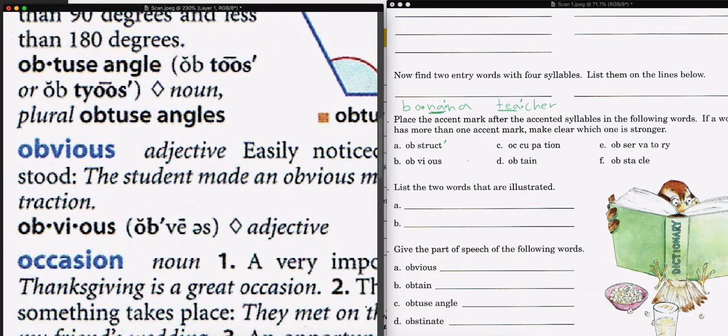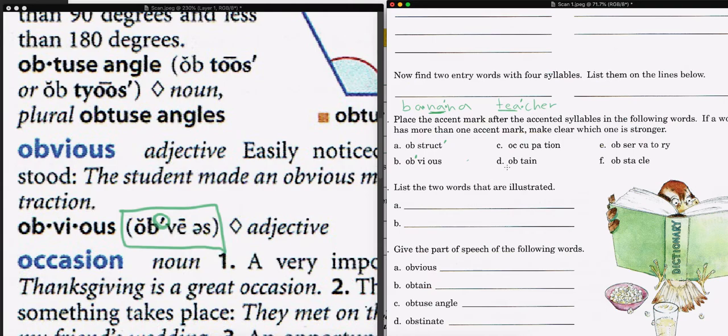So here's the pronunciation. Which syllable in obvious has the accent mark in it? That's right, the first one. So you do the same thing here. Draw the accent mark after the first syllable, because when you say the word obvious, you have to say the first syllable, ob, louder compared to the other two.